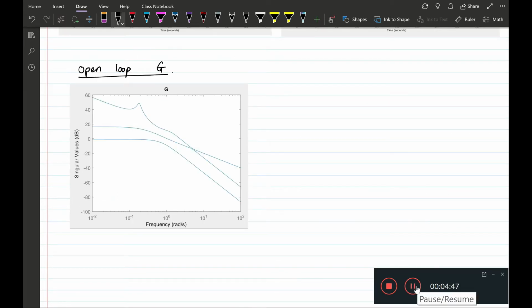So this plot shows the singular value plots for G. What we observe is that G has a roll off much before 10 to the 4 radians per second. So what that means is that if G has an input with a frequency content at 10 to the 4 radians per second, that would be attenuated anyways with the open loop dynamics G. So what we can do is that we can ask our controller.